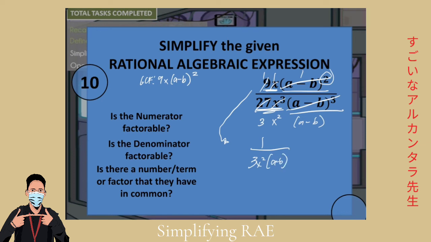You do not need to distribute 3x squared because that will defeat the purpose of factoring or simplifying or putting it in simplest form. So this should be your final answer. And that's it basically for simplifying RAEs. Always remember the rules. You can only simplify if it's monomial by a monomial, binomial by a binomial, and so on and so forth. So that's how you simplify RAEs.